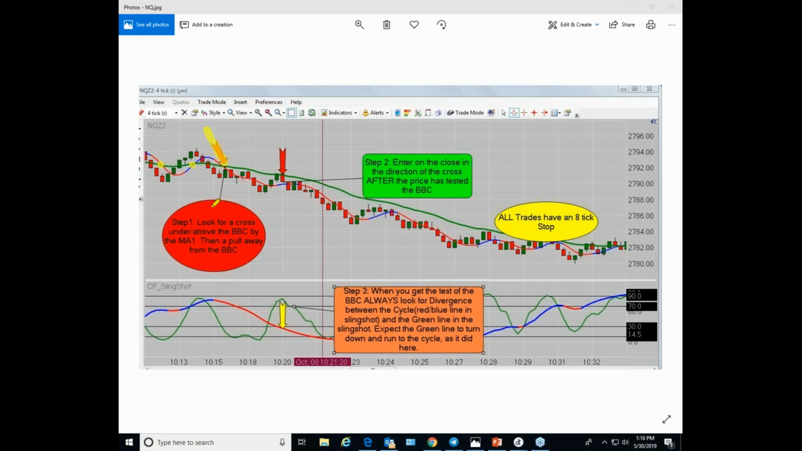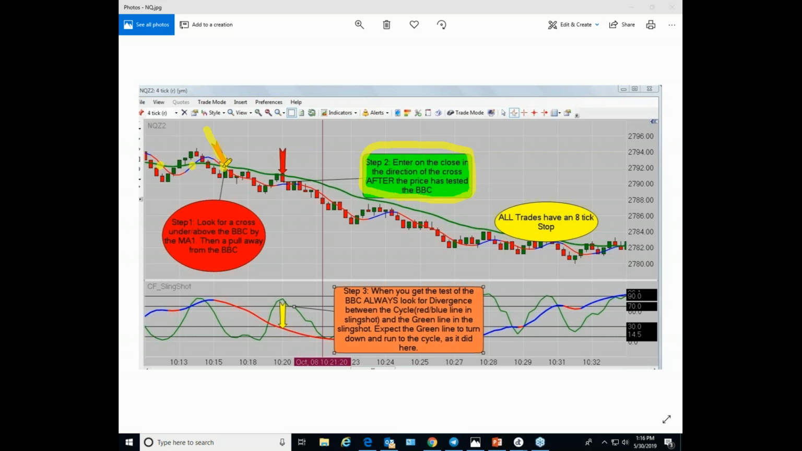Now note that I said opportunities. I didn't say go short here, go long here, go short here. I said we're looking for opportunities, because that leads us into step number two, which is this.